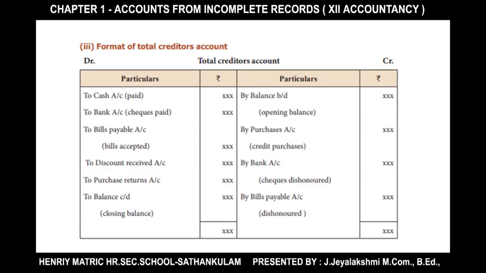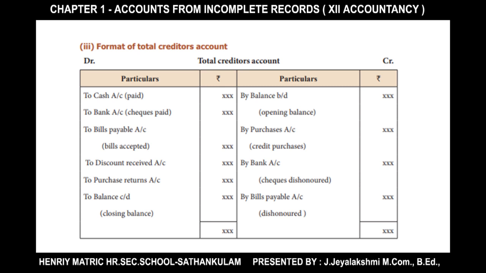Okay, now we are going to see the total creditors account. For this we have to prepare the format. We should write debit and credit headings, total creditors account, particulars and amount. On the debit side, the things we record are to cash account, to bank account, to bills payable, to discount received, to purchase return account, to balance carried down. On the next side we write by balance brought down, by purchase account, by bank account, by bills payable account. Then totally we balance each side.